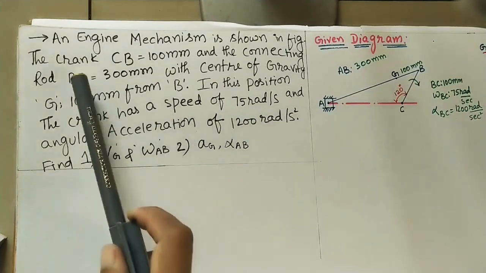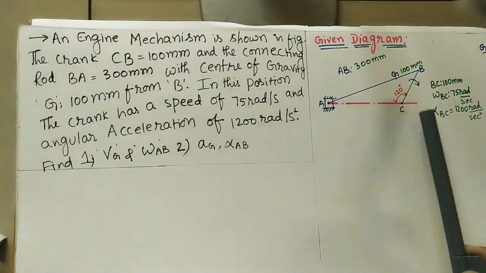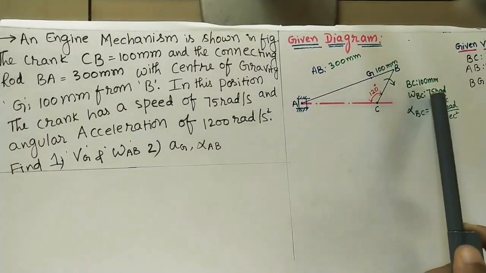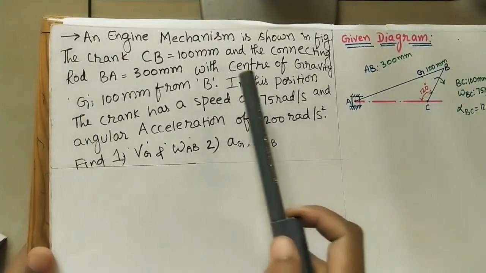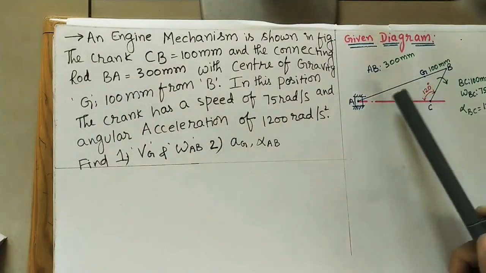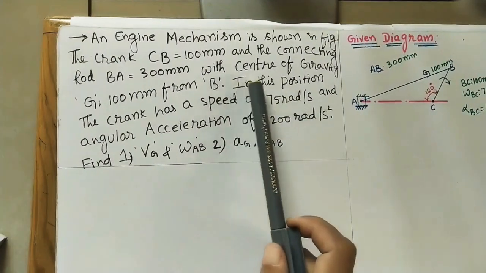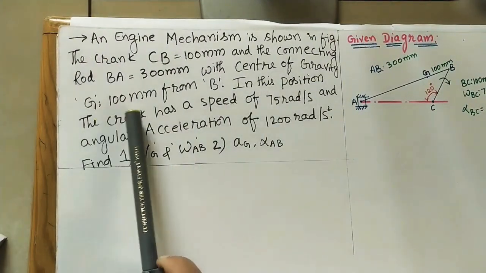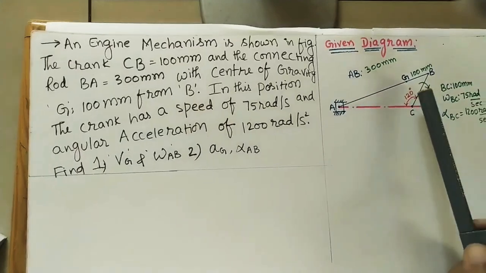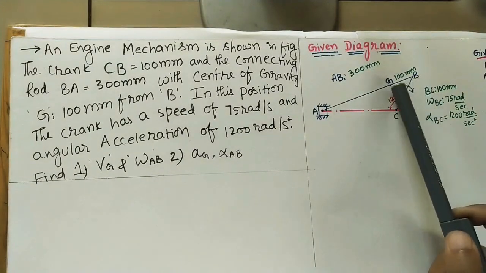In it the crank CB is 100 mm long. And here I have written this BC length is 100 mm. And then the connecting rod BA is 300 mm. So BA, it is a connecting rod, it is 300 mm. And with the center of gravity G, capital G, 100 mm from B point. So G is the center of gravity of this rod and it is 100 mm from B point.